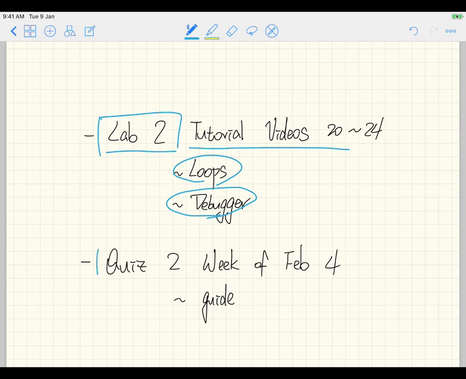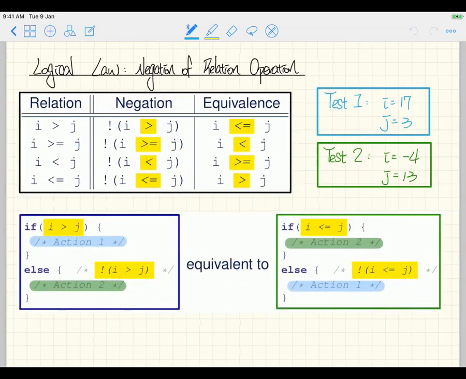And your quiz number 2 will also be next week. I'll give you the preparation guide early, hopefully early tomorrow, to tell you exactly what to study. And it'll be next week. Okay? Now, let's go back to our business for if statements.